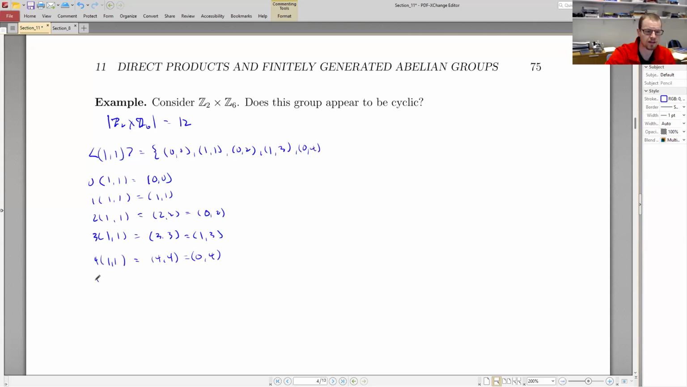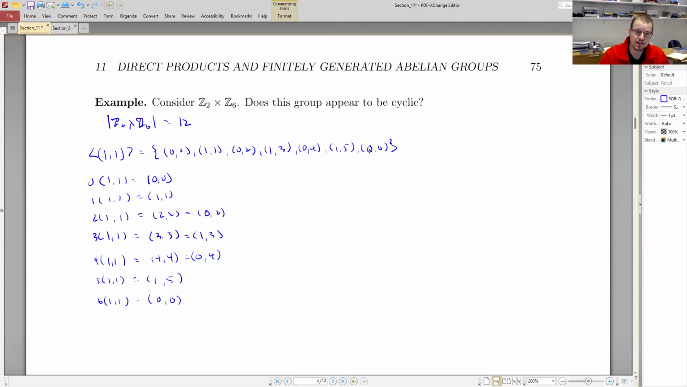And 5 times 1, 1 is 5 mod 2 is 1. 5 mod 6 is still 5. And then finally, 6 times 1, 1. 6 mod 2 is 0. 6 mod 6 is also 0. So this gets us 0, 0.